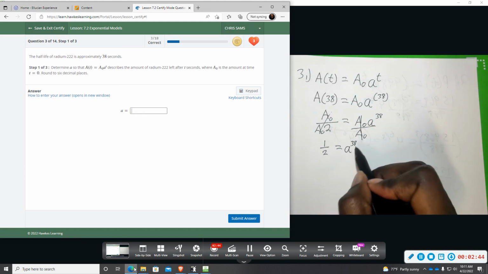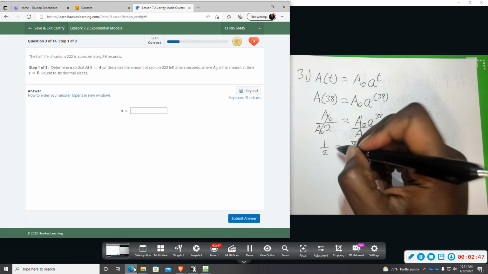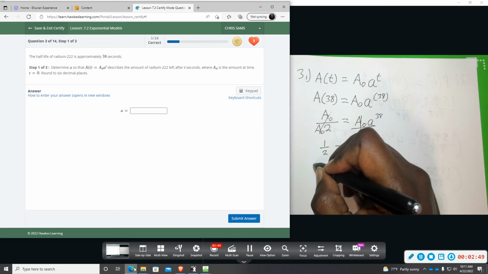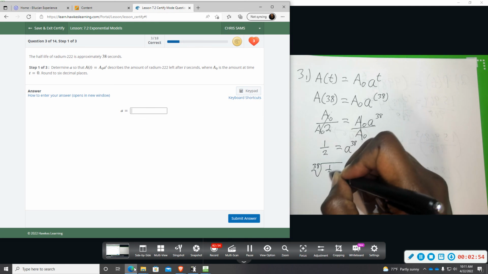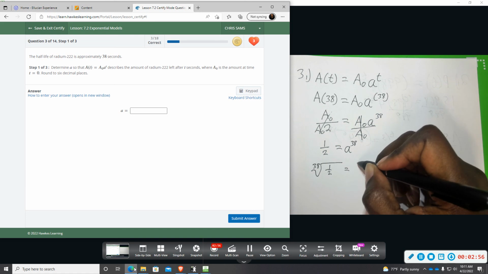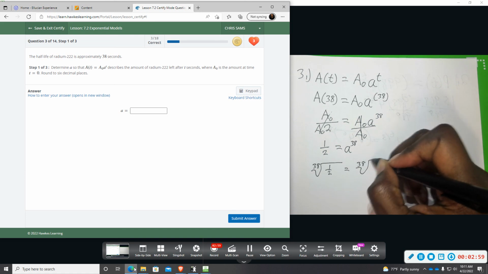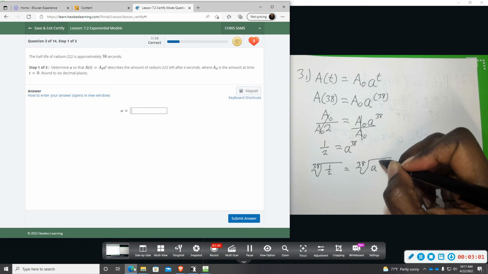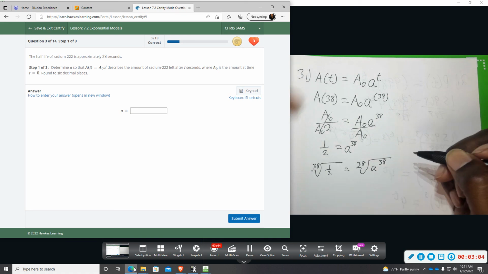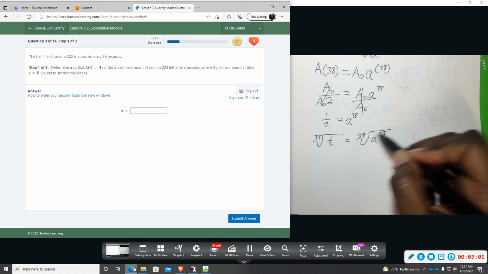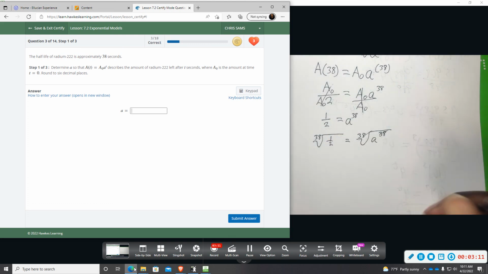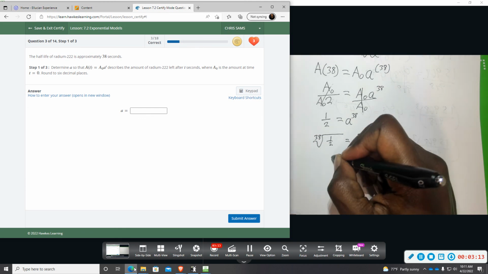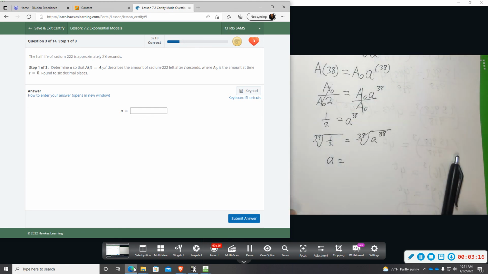To get rid of a 38th power, I have to do the 38th root. So I'm going to do the 38th root of 1/2, and I'm going to do that on the other side, the 38th root of this term, a to the 38th. And rooting and a power will cancel each other out. Then I will solve this in the calculator. So a is equal to whatever I get here, and you have to have a calculator to do that part.